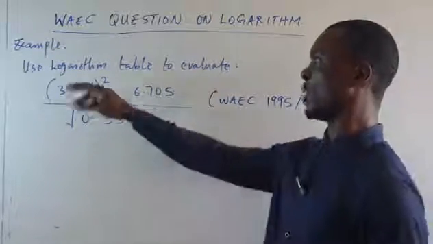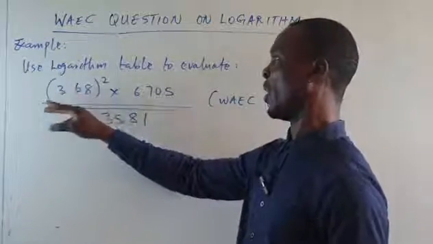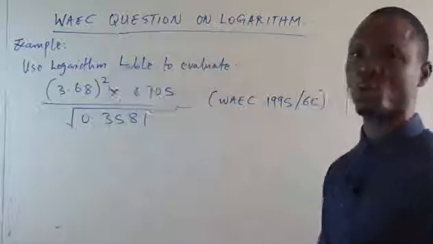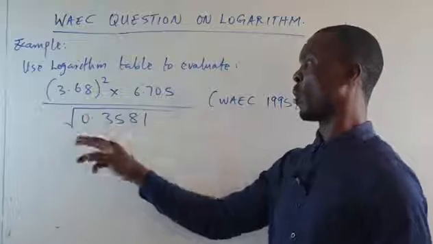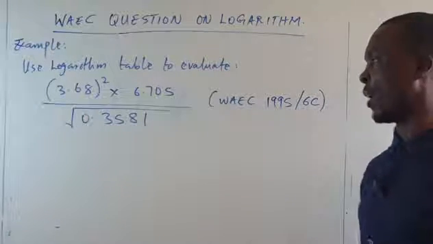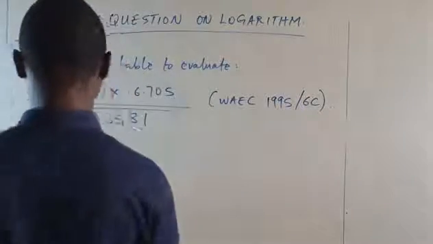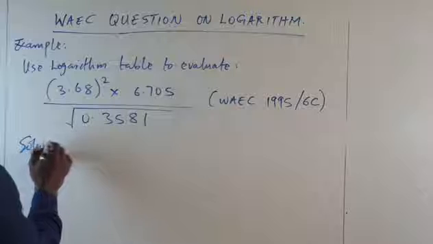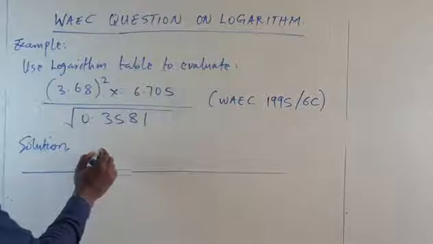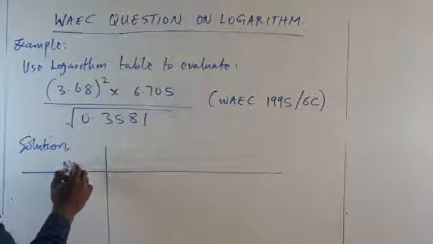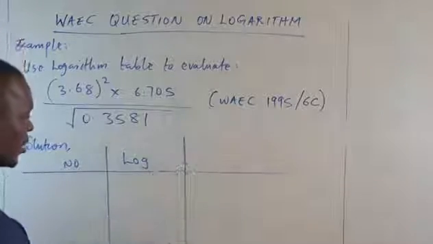The question goes thus: use logarithm table to evaluate log of 3.68 raised to power 2 multiplied by 6.705 all over square root of 0.3581. So the first thing to do, we have to prepare the table. To prepare the table, we are going to have this. We have the number, we have the log. We can as well have another log here.